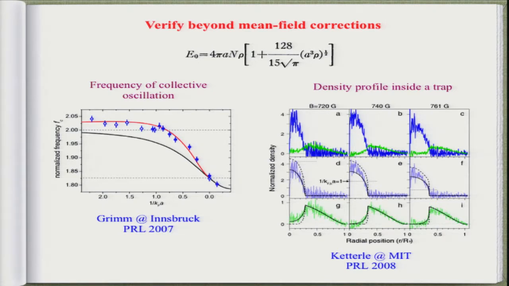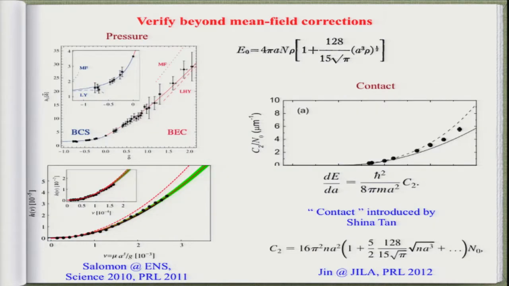For example, from frequency shift of collective modes, from density profile in a harmonic trap, also from the pressure measurement of the equation of state, and from the so-called contact measurement of the momentum distribution. So all these measurements are consistent with the prediction by Lee-Huang-Yang back half a century ago.